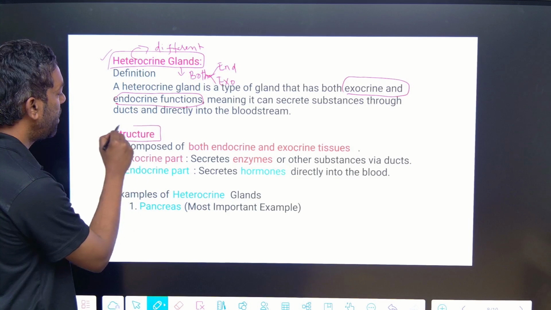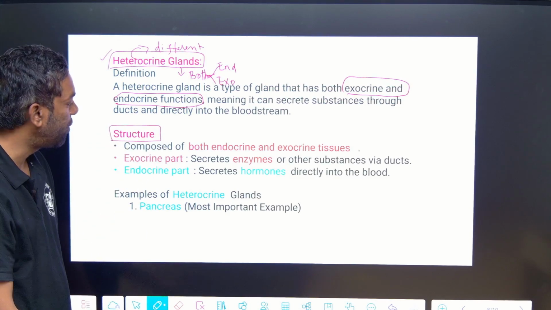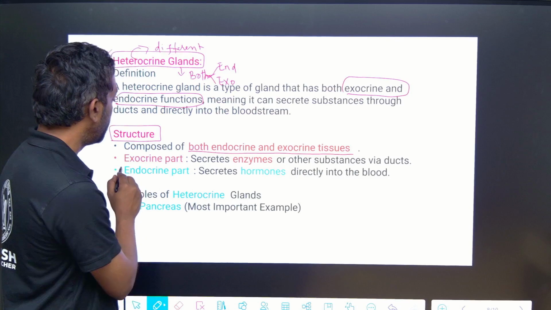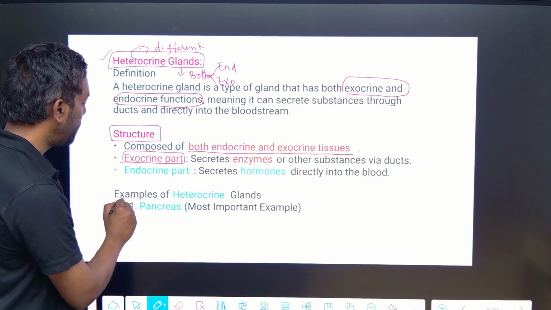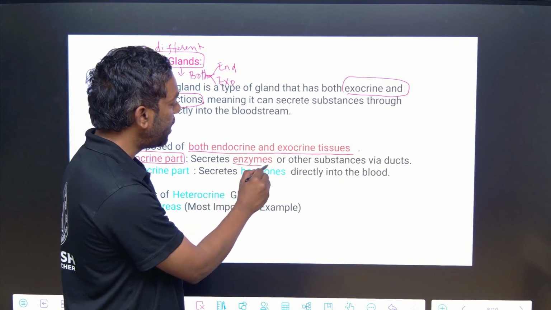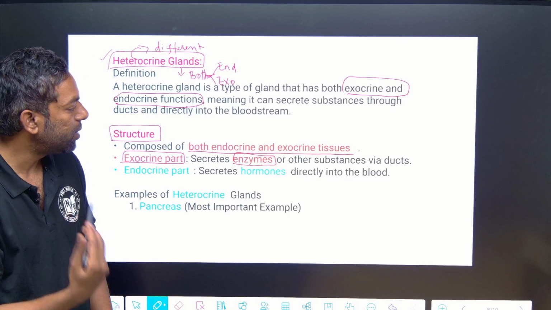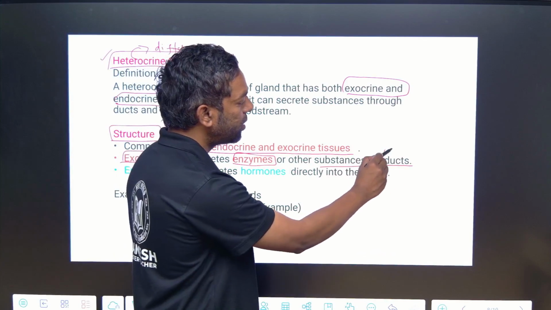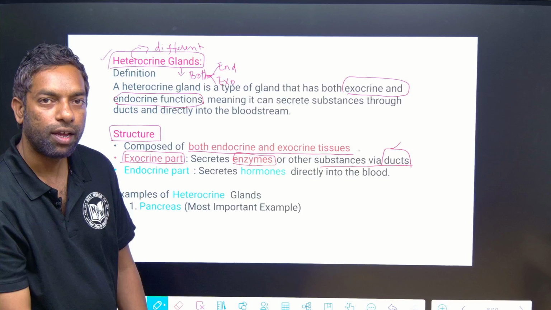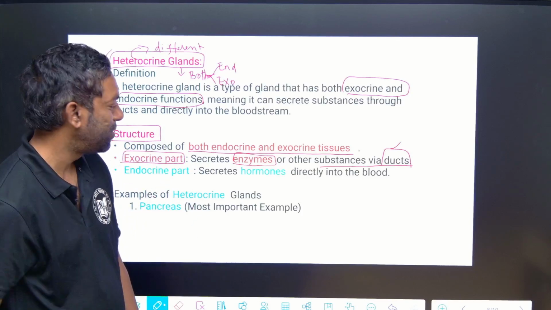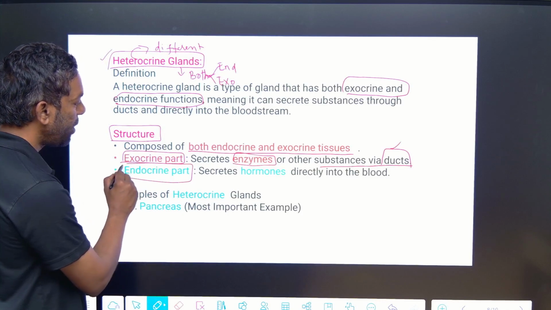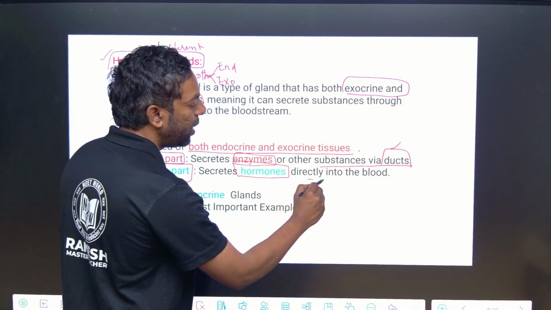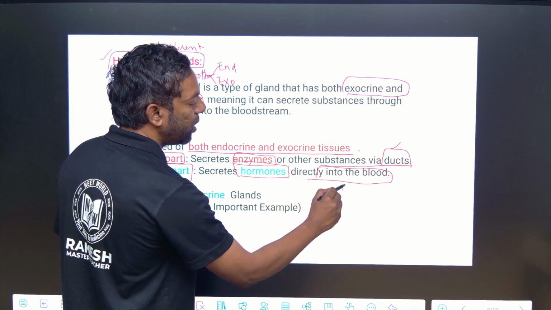Structure of the heterocrine glands: both endocrine and exocrine tissues. The exocrine part releases enzymes and other substances via ducts. Ducts is the key word here, exocrine means ducts. The endocrine part secretes hormones directly into the blood. There are no ducts.